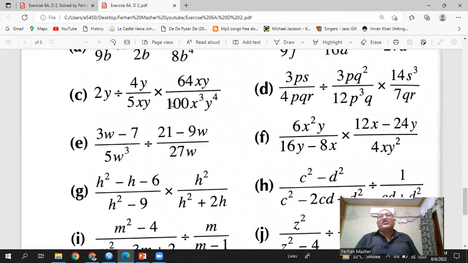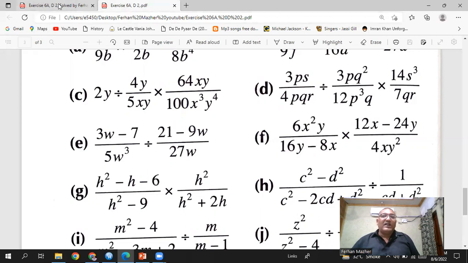Okay, now the next question is question number 6, D part. It says 3ps divided by 4pqr, then we have a divide sign, and then we have 3pq squared divided by 12p cube q multiply 14s cube divided by 7qr. So I will convert this divide sign into multiplication sign. When I do that, the fraction right after that divide sign will reciprocate, that will flip.